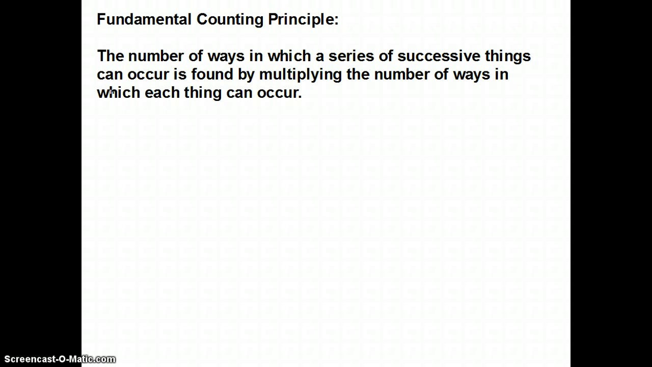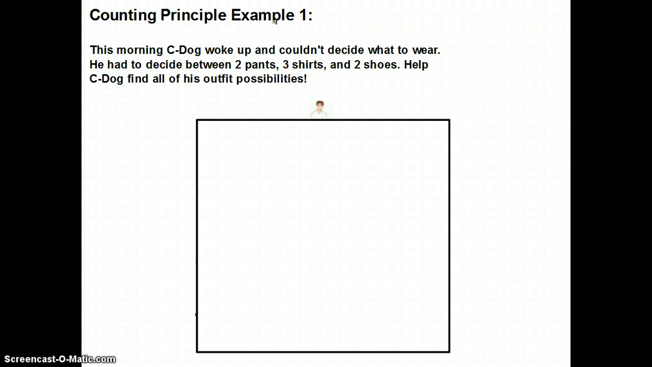The fundamental counting principle says, the number of ways in which a series of successive things can occur is found by multiplying the number of ways in which each thing can occur. Let's apply that to our first example.